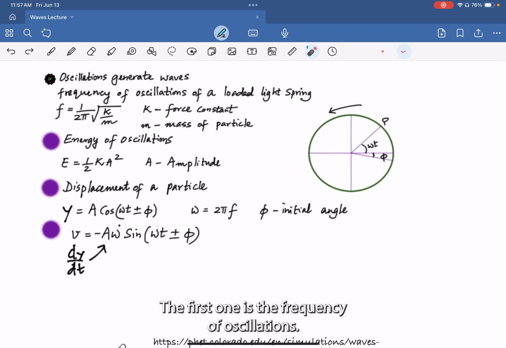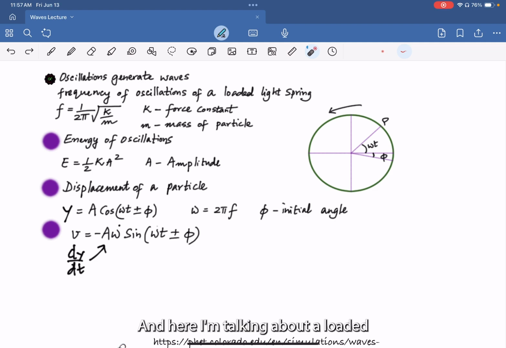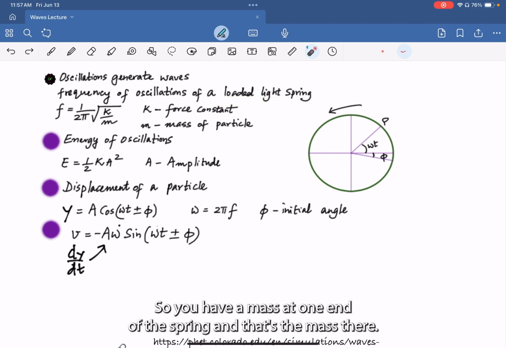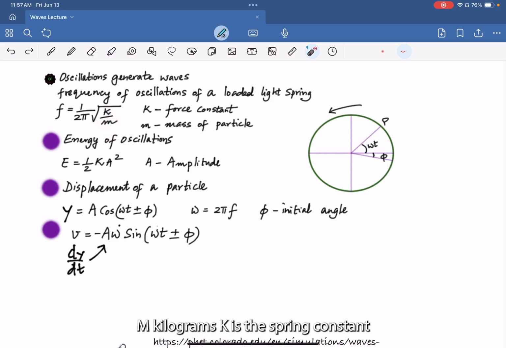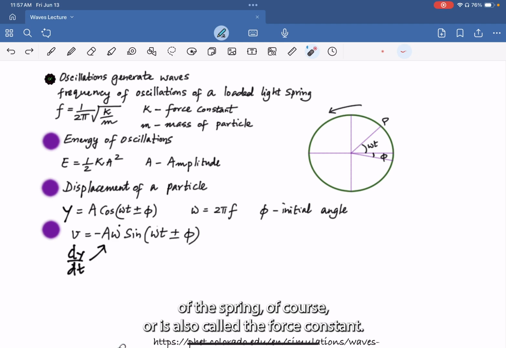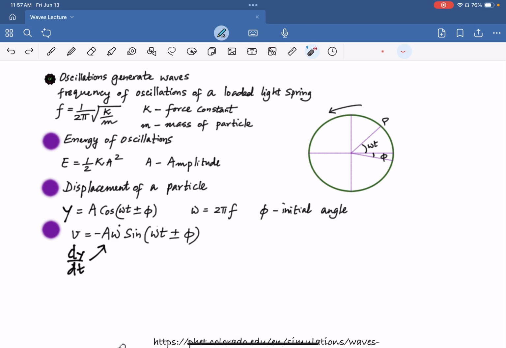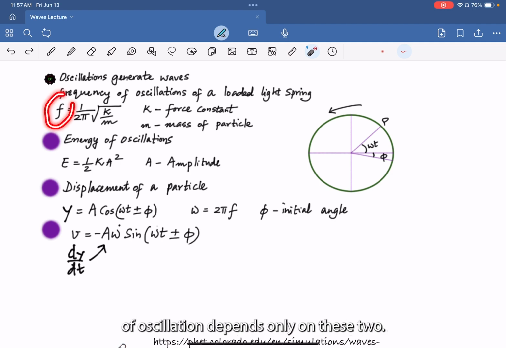The first one is the frequency of oscillations. Here I'm talking about a loaded light spring. You have a mass at one end of the spring, m kilograms. k is the spring constant of the spring, also called the force constant. It shows the tightness of the spring. From this formula, you see the frequency of oscillation depends only on these two.